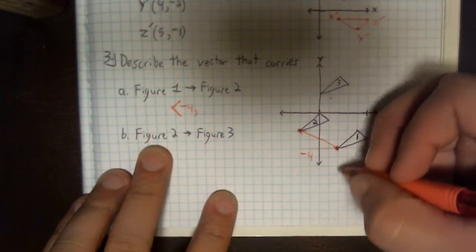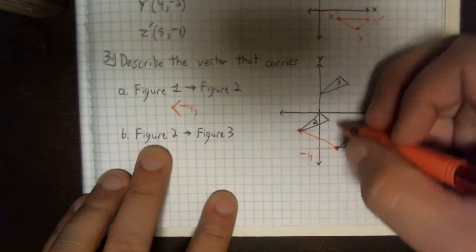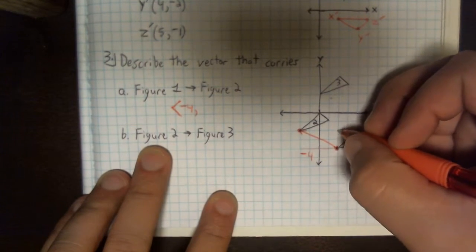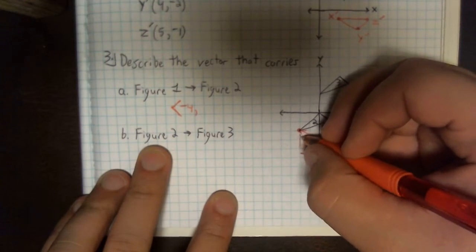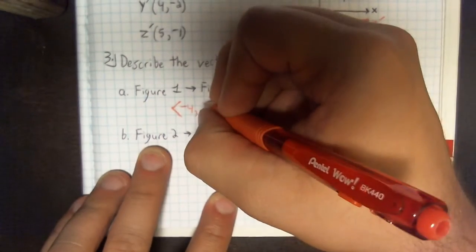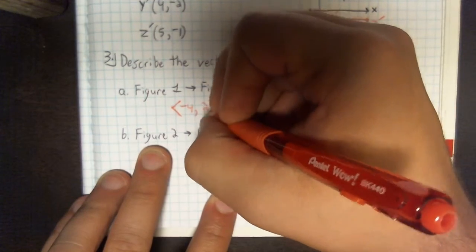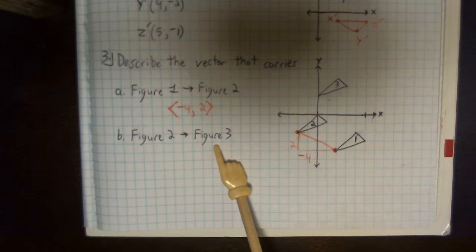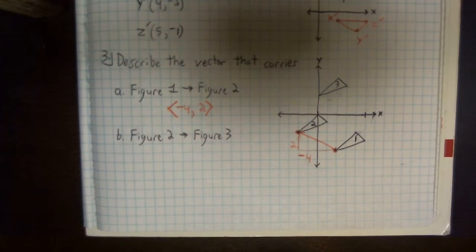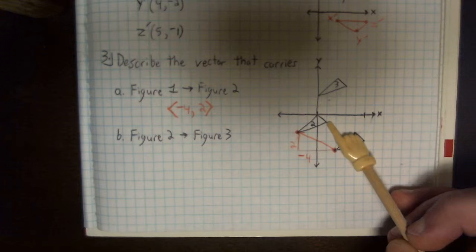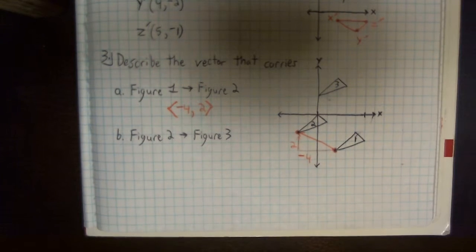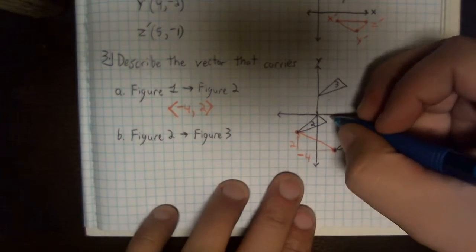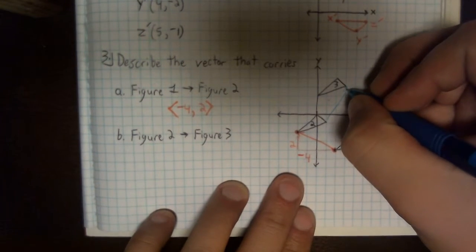And then I'm going to count my y direction. How much up or down did I move? I moved 1, 2 in the positive direction for y. So my y coordinate is positive 2. Easy enough. Let's look at this second example. From figure 2 over to figure 3. So the same process. Pick a point on figure 2, pick the same point on figure 3, and we want to see how do we get from figure 2 to figure 3.